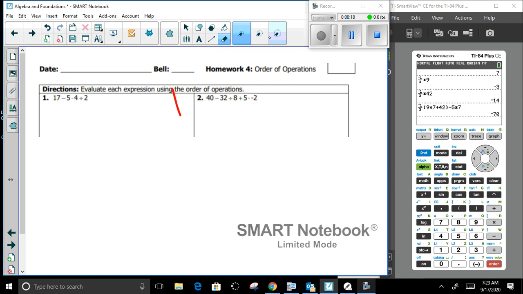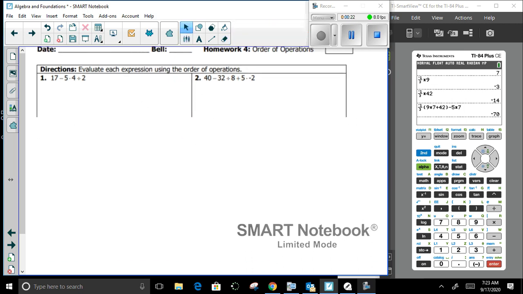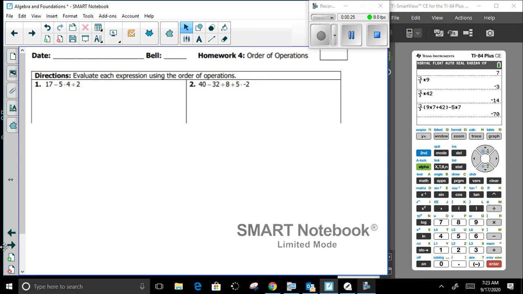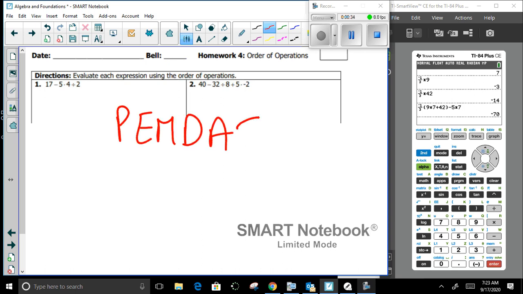Remember to do your order of operations, what little acronym do we remember? And you're probably thinking it's PEMDAS. Okay, and we wrote it in your notes. The P stands for the parentheses, E is exponent, M is multiplication, D is division, A is addition, S is subtraction.